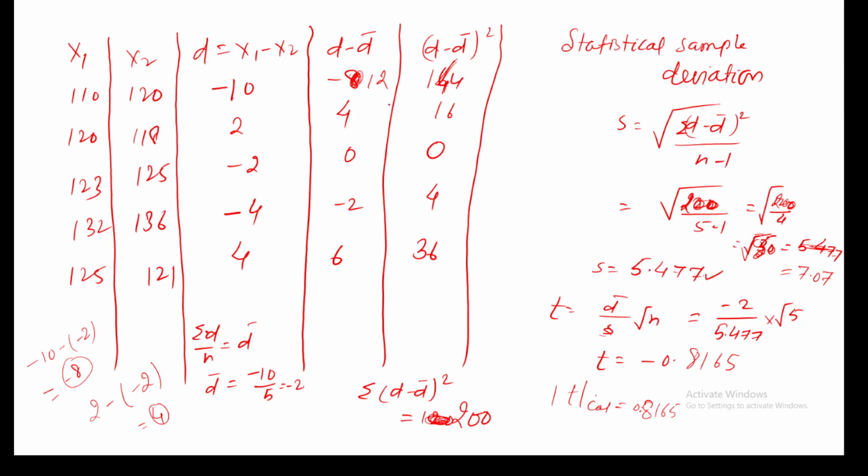Yeah, sir, your answers are matching. T calculated is minus 0.81. Yeah, I also got confused with him. This is correct. Now this will be the 120. This will be the 120. This will be the 30. The final answer is 5.477. This will now become T calculated.